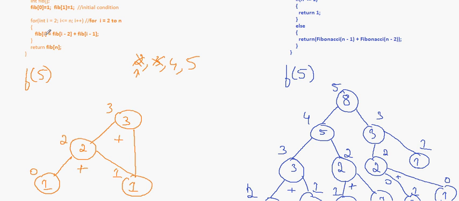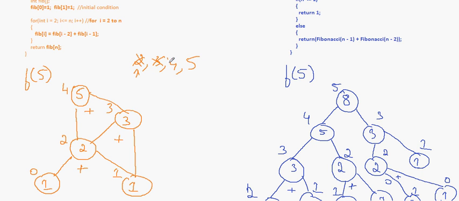So Fibonacci of 4 is equal to Fibonacci of 4 minus 2, that is 2. So if I consider Fibonacci of 4, Fibonacci of 2 plus Fibonacci of 4 minus 1, that is 3. So Fibonacci of 2 plus Fibonacci of 3 is 2 plus 3 is 5.